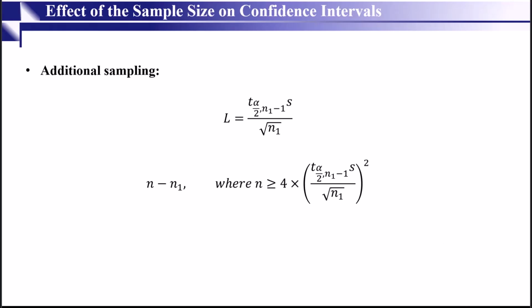In most cases, we need to take more samples. For a sample size like n1 and a sample standard deviation like S, the length of the confidence interval is equal to the critical point times the standard deviation divided by root n1. In order to reduce the confidence interval length to, for example, L0 less than that, the size of the additional sample required is n minus n1, where n is greater than 4 times the critical point, standard deviation and sample size, in that formula.